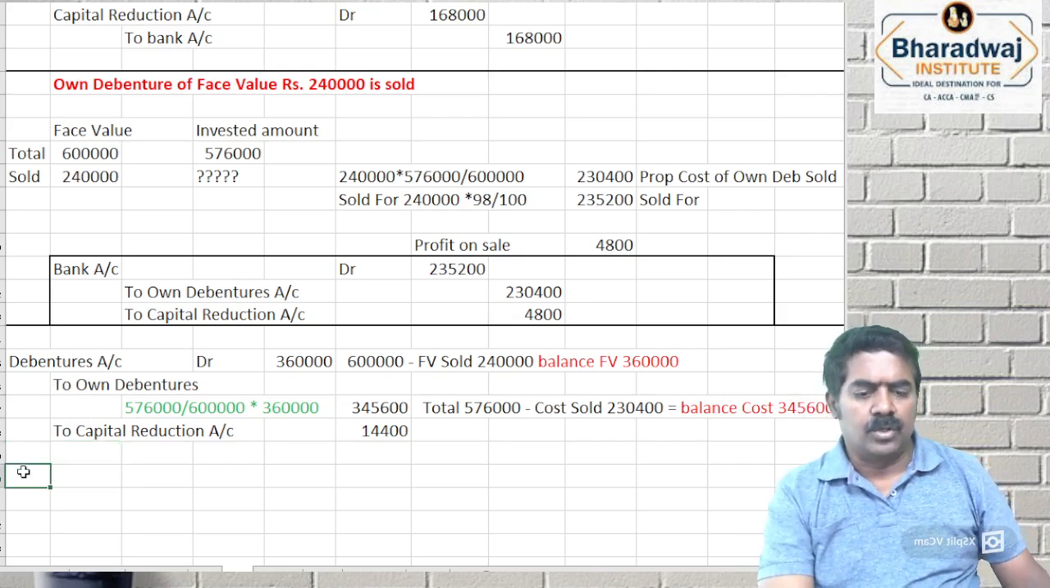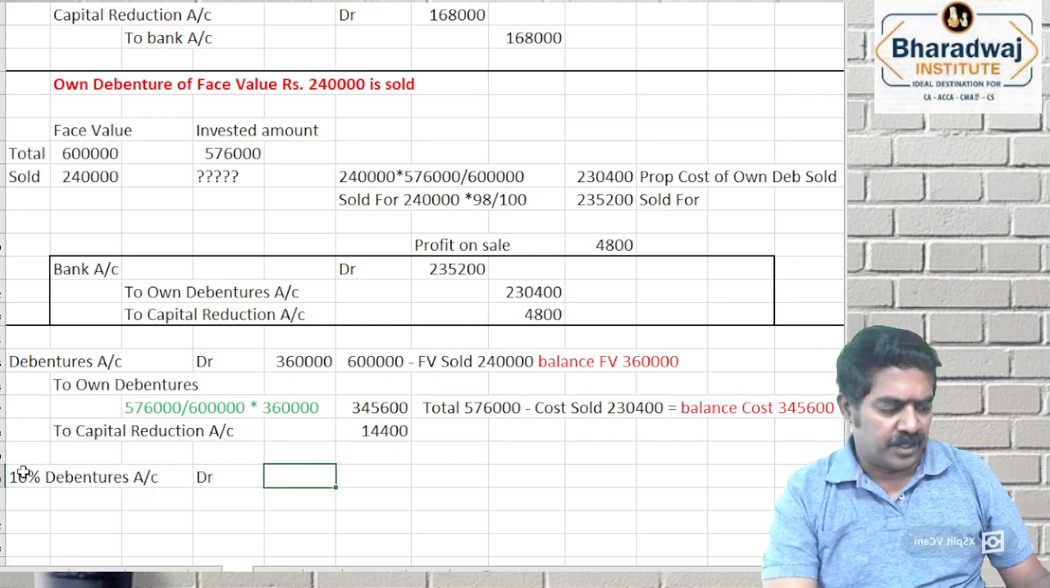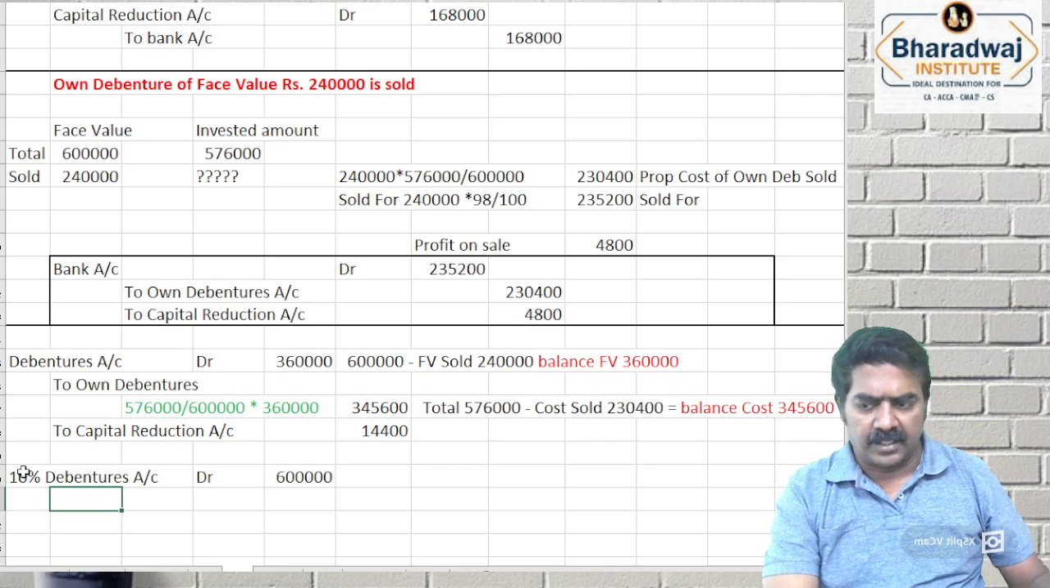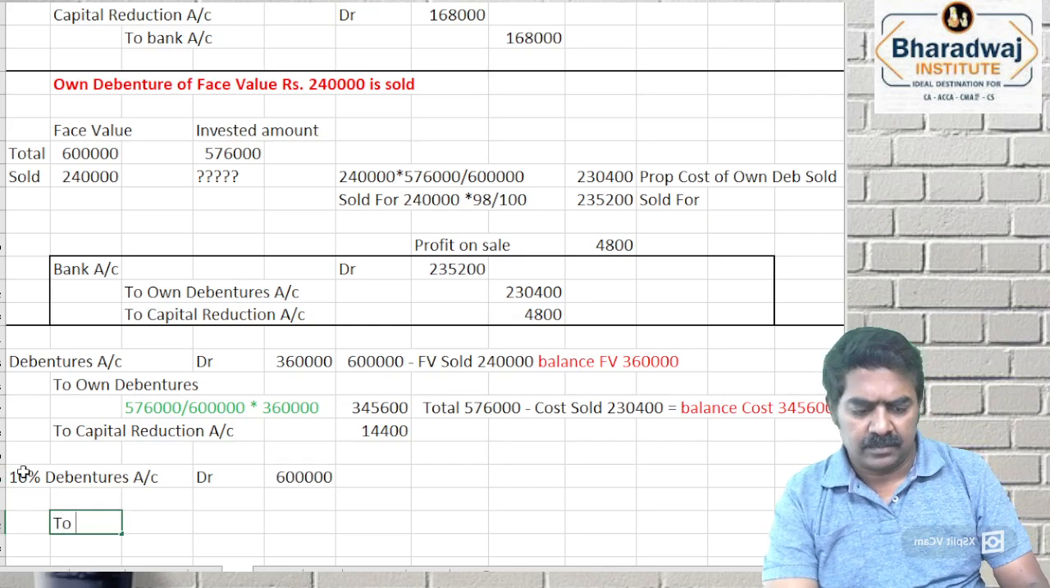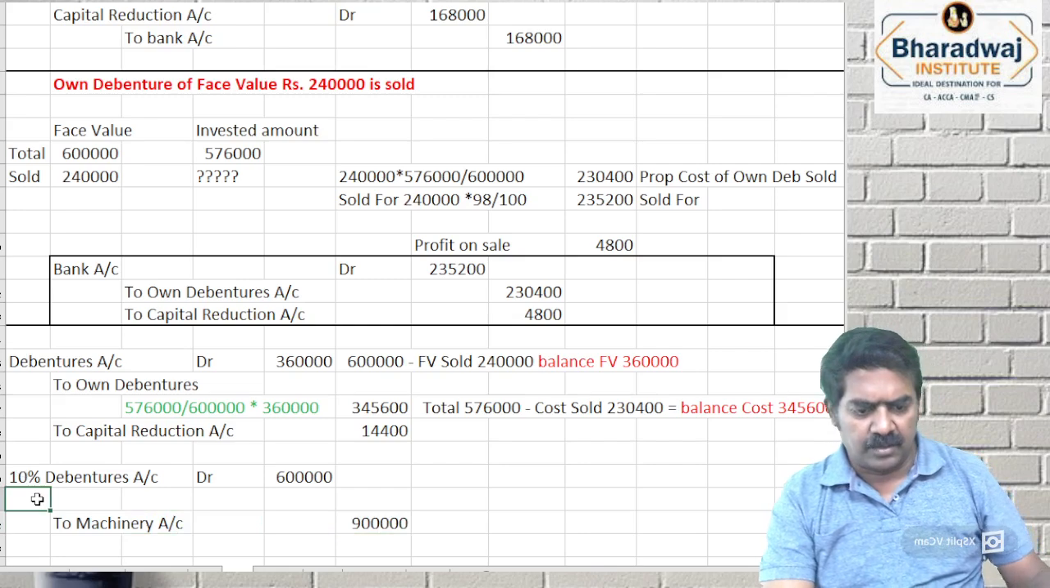Debentures took over freehold property. எவ்வளவு face value? 6 lakhs. What is the book value the machinery taken over? 9 lakhs. அப்ப நம்மளுக்கு லாஸ் ஆகேனா? Loss will be adjusted in which account?